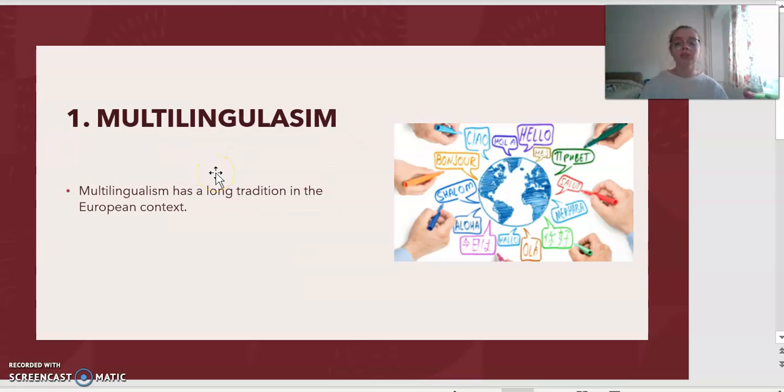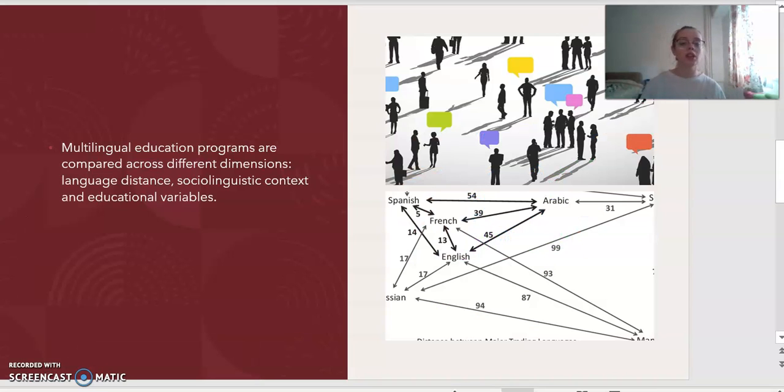Multilingualism. Multilingualism has a long tradition in the European context. Many years ago, Latin was in contact with other languages during the Roman Empire. Also, we can see examples of it in the Middle Ages when Latin was in contact with English and French after the Roman conquest. And now, in some countries, students start to learn foreign languages in primary schools, and in some countries even in preschools.